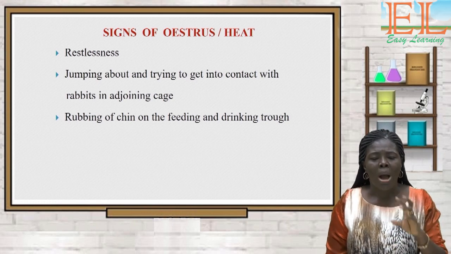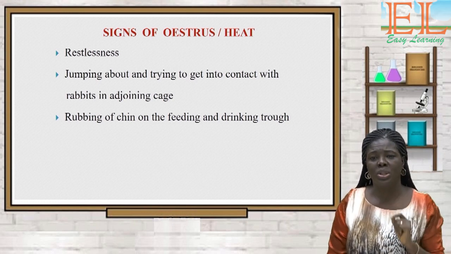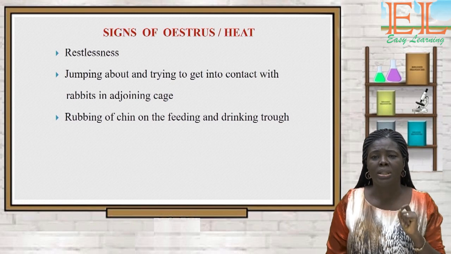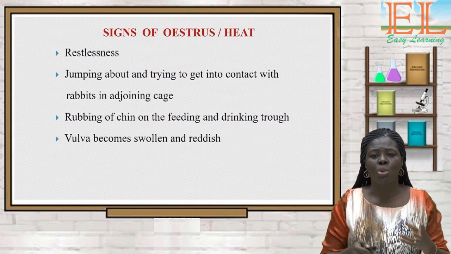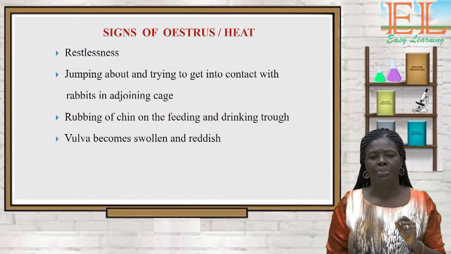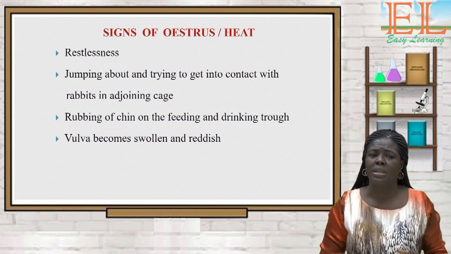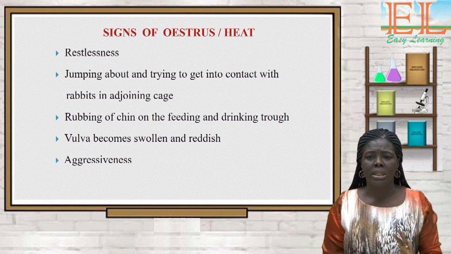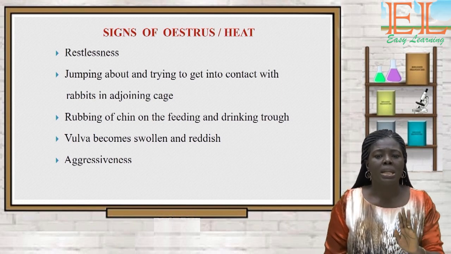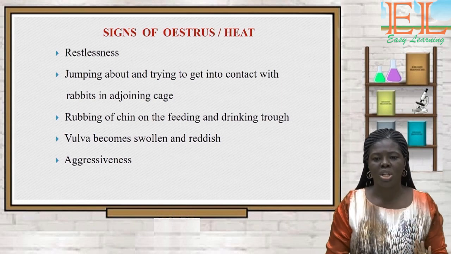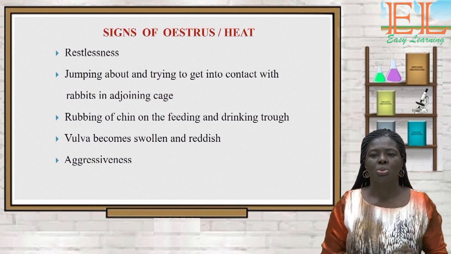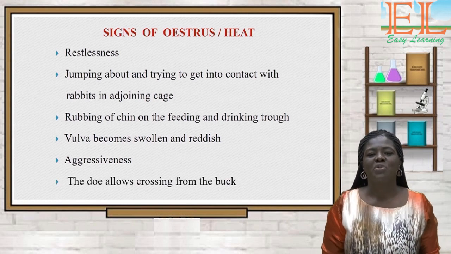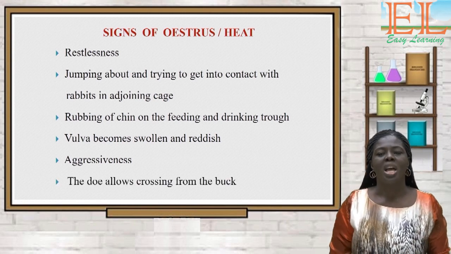And one significant thing that you also see that your rabbit is on heat is that the vulva becomes swollen and very reddish. And the animal becomes aggressive. Also, when the animal is on heat, that is the doe, immediately you send it to the buck, it is ready, or it will allow it to cross it. Let's watch a video on signs of oestrus in rabbits.